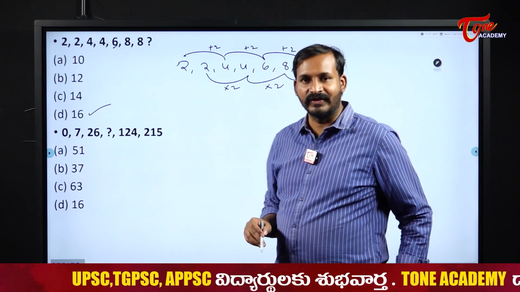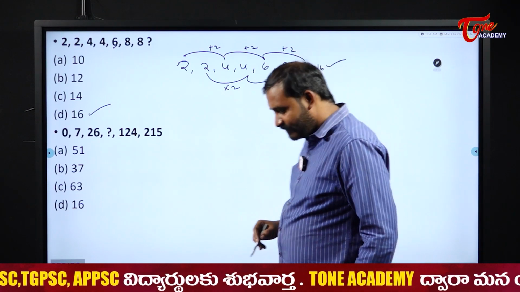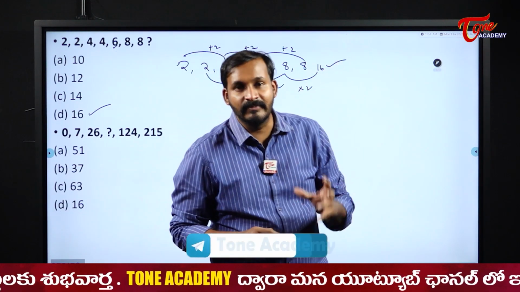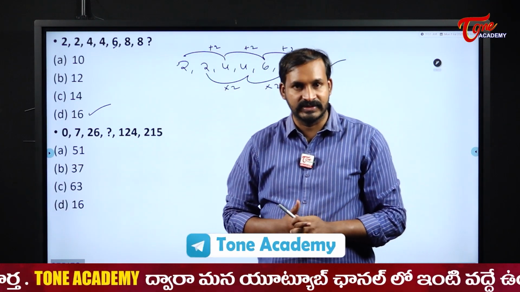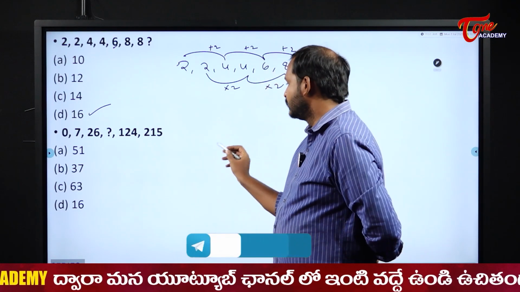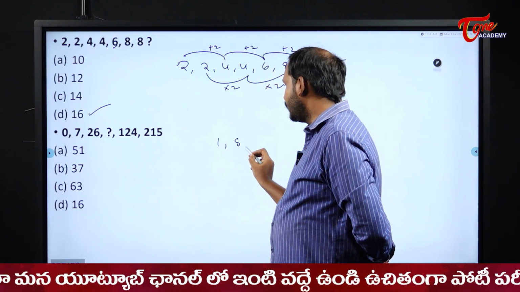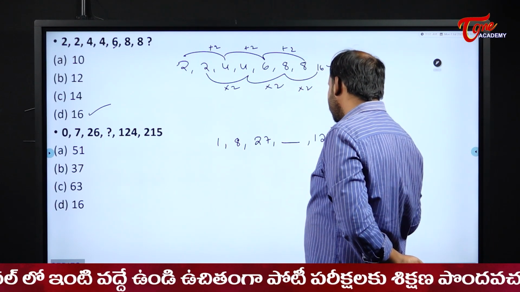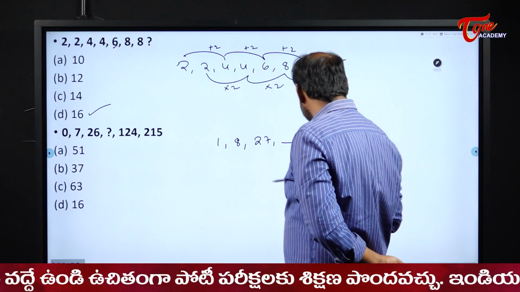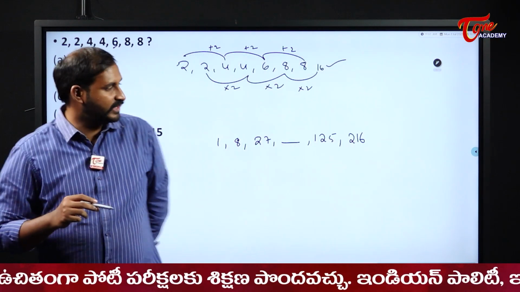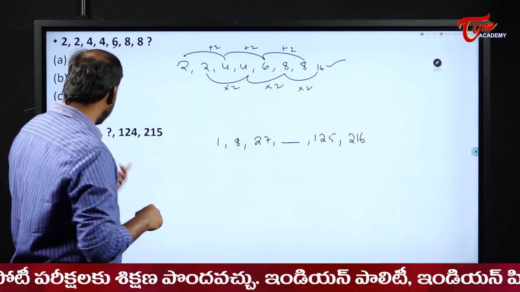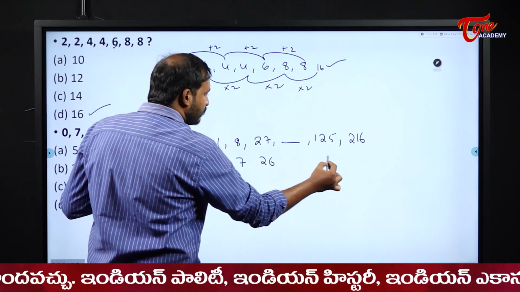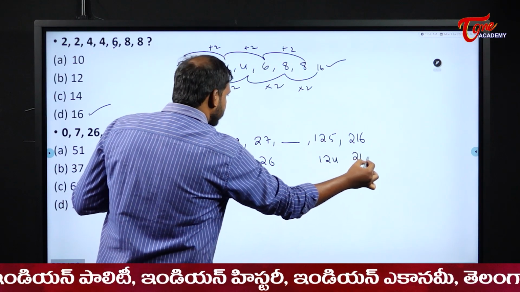0, 7, 26, 124, 215. What are these numbers students? Just by observation we need to tell. These numbers are nearer to perfect cubes. Am I correct? Yes. How sir? 1, 8, 27, something, 125 and 216. These are the perfect cubes. But what is the series they gave for me? 0, 7, 26, 124, 215.